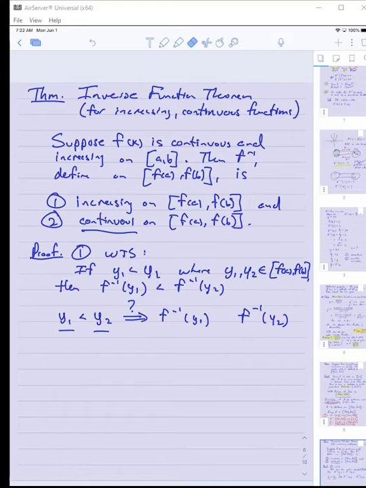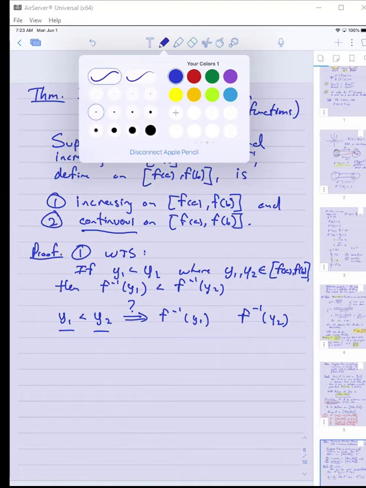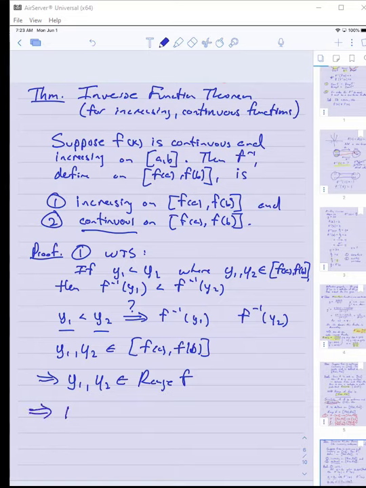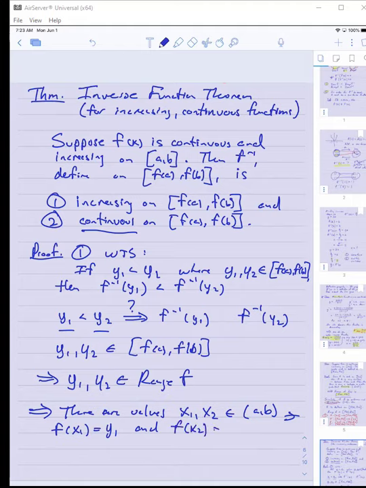All right, so first of all, let me change my color here. Okay, what do we know about y1 and y2? Well, if they're in this interval, f of a to f of b, then of course that means that they're in the range of f. Fairly obvious. Okay, if they're in the range of f, that means there are values, let's say x1 and x2, in the interval a to b, such that f of x1 equals y1, and f of x2 equals y2. That's what it means for y1 and y2 to be in the range of f.